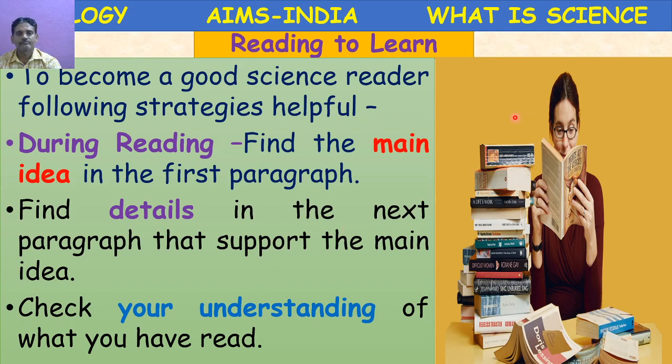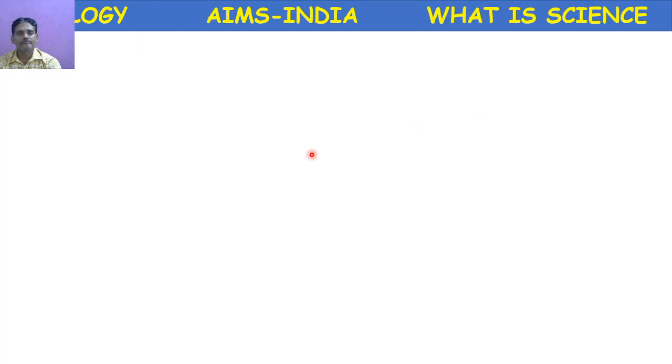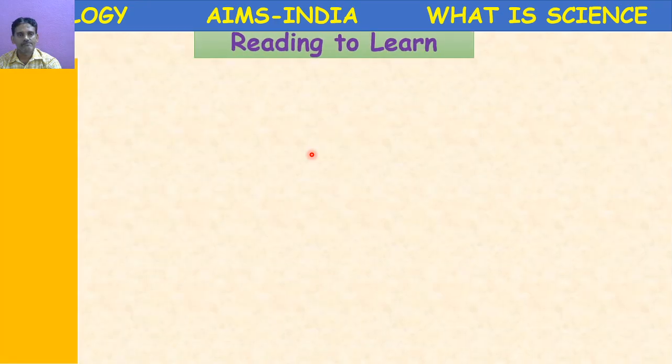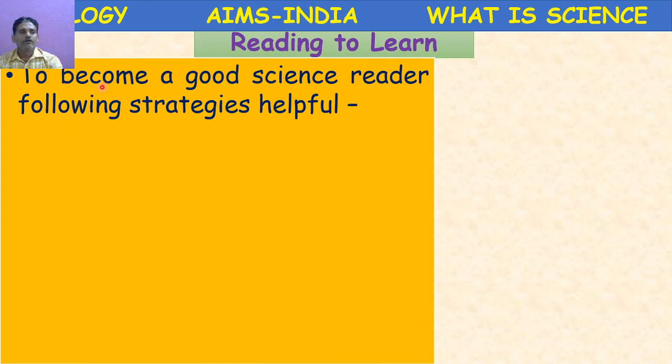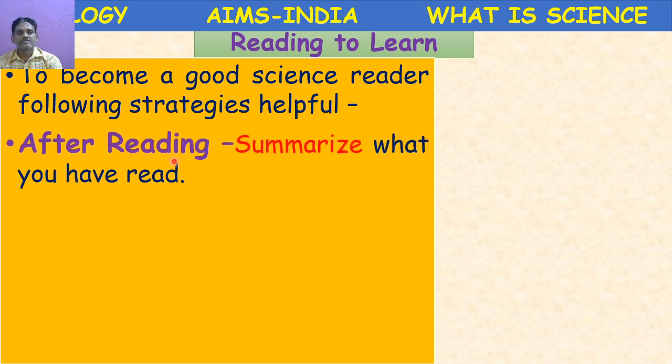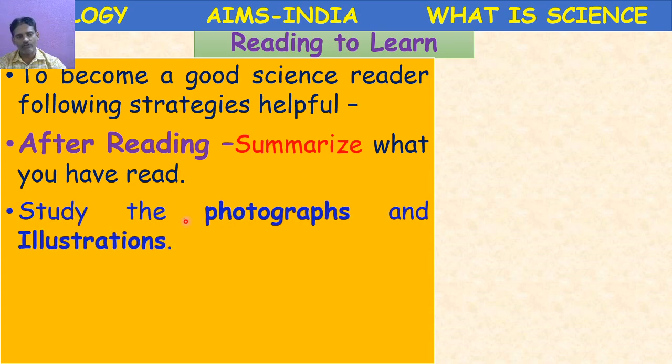Next, to become a good science reader, you have to follow these strategies. Before reading, during reading, and now after reading, it is very important. After reading, summarize what you have read. You have to summarize. Then study the photographs and illustrations.